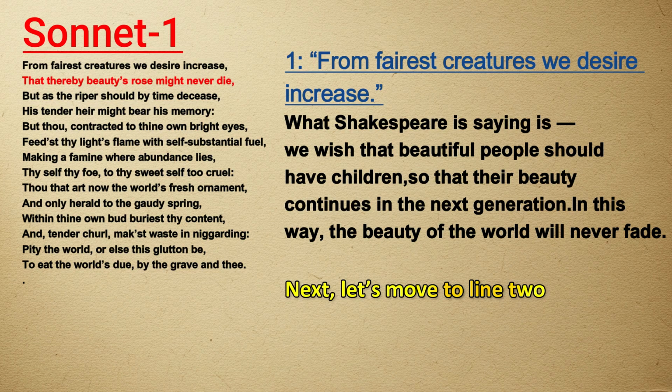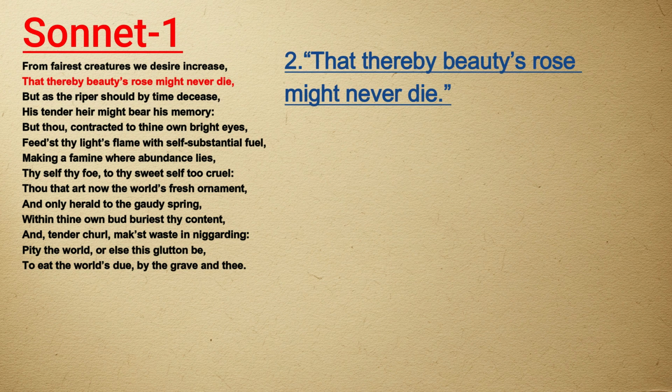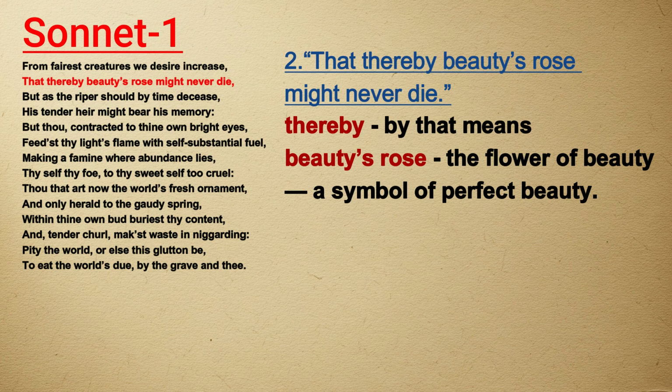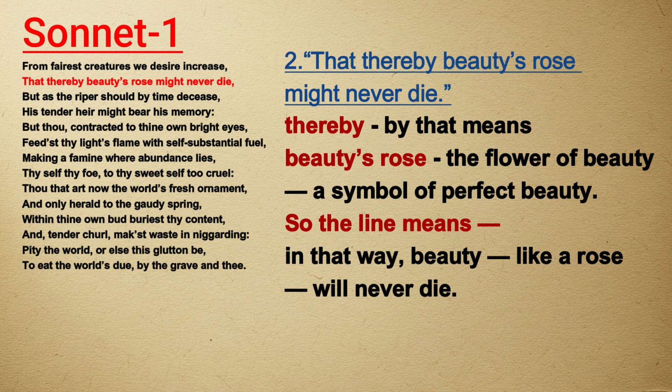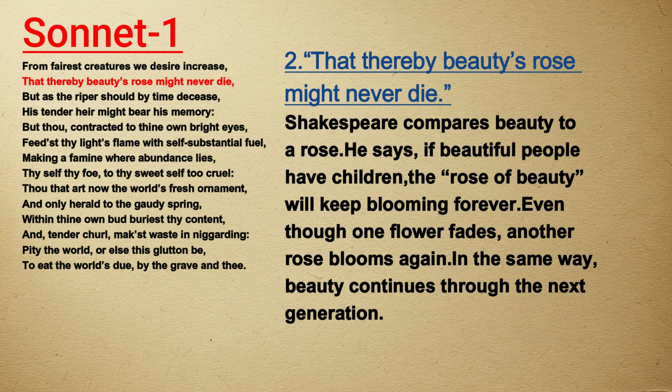Next, let's move to line 2, that thereby beauty's rose might never die. Here, thereby means by that means, and beauty's rose means the flower of beauty, a symbol of perfect beauty. So the line means, in that way, beauty, like a rose, will never die. Shakespeare compares beauty to a rose. He says, if beautiful people have children, the rose of beauty will keep blooming forever.